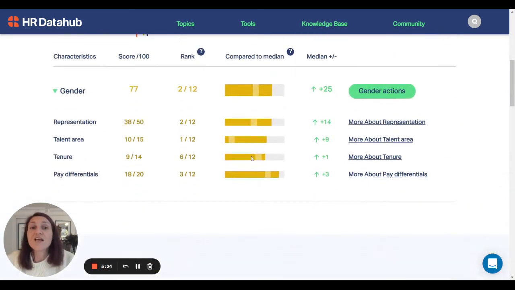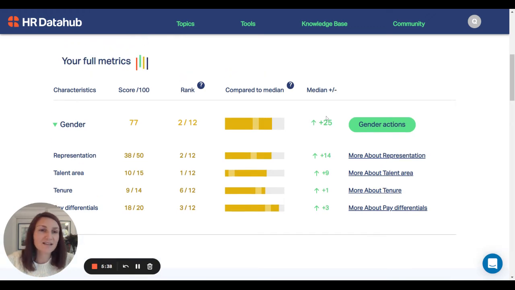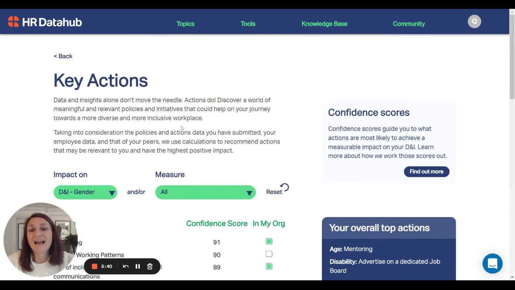But then, of course, once I've taken down my few notes, I can say, okay, well, what do I do about it? What are recommended actions for me based on my data and my results and what's been happening across other organizations in my sector? That's when I head to actions.